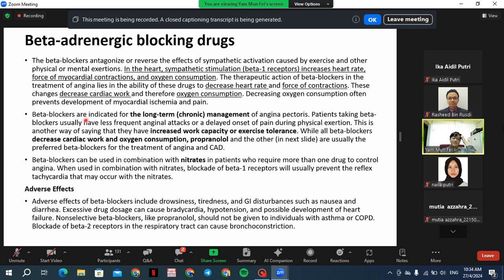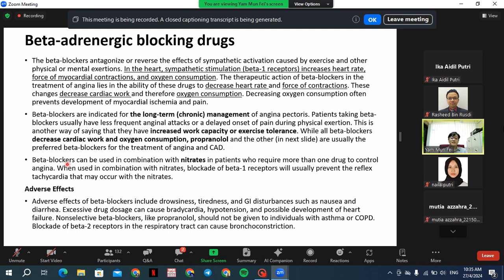So beta blocker is good for long term management for angina pectoris. Okay, long term because the side effect and everything is well known, so it's good for long term. So what type of beta blocker is normally prescribed for chronic patients? Here we have propranolol, okay, which is the most commonly prescribed drug.